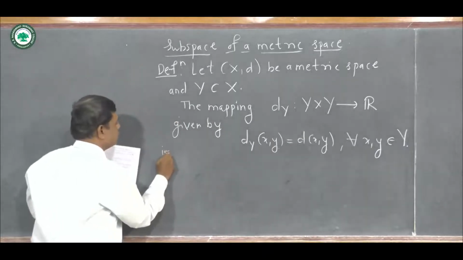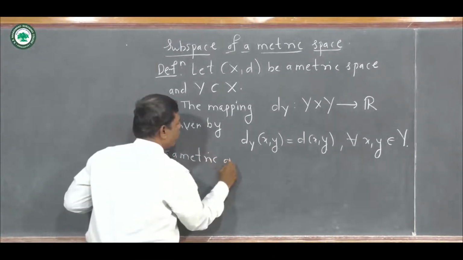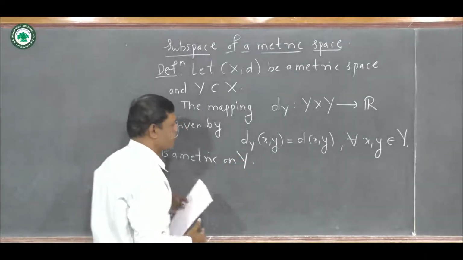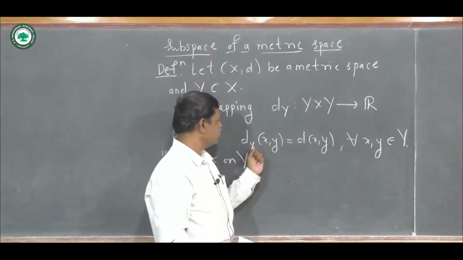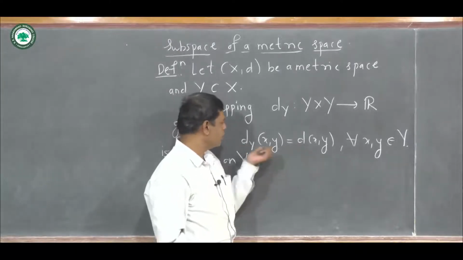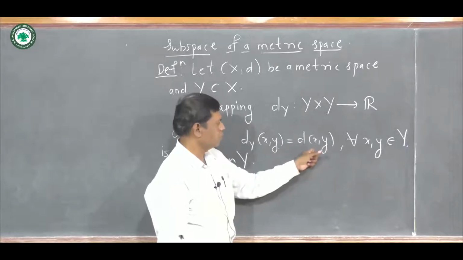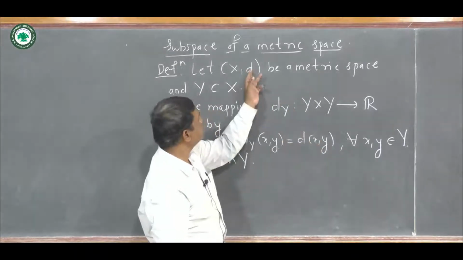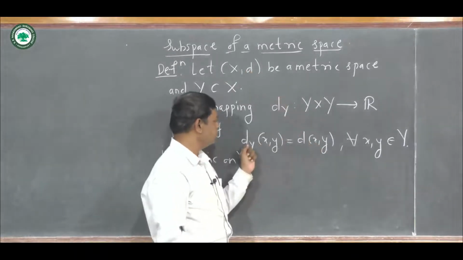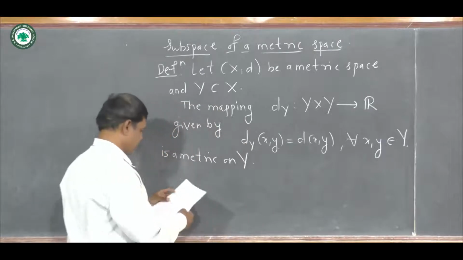This is a metric on Y. Now we can prove that this d_Y is a metric on Y, because here we have d_Y(x, y) = d(x, y). Now we know that d is a metric on X, so using that we can show that d_Y is a metric on Y.